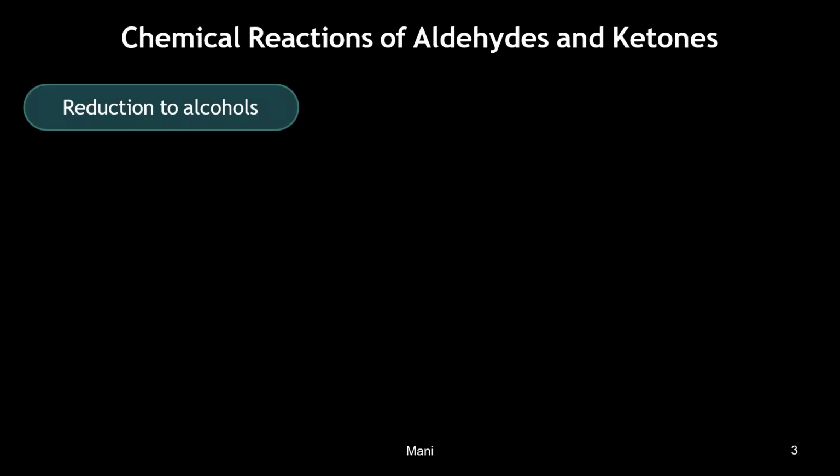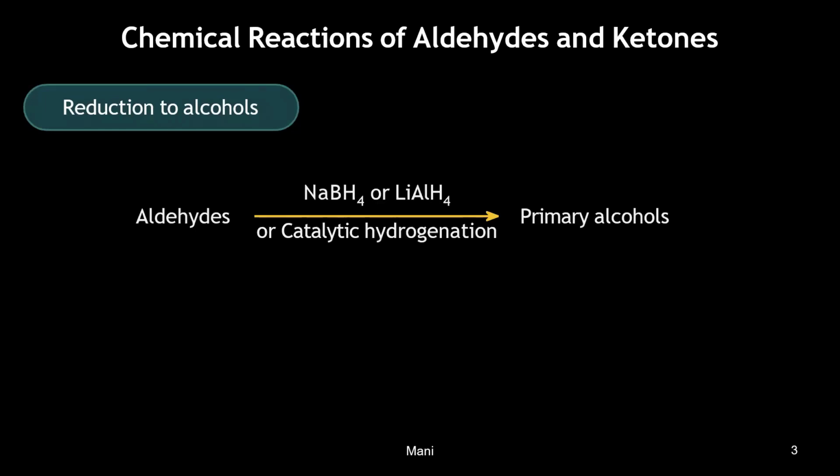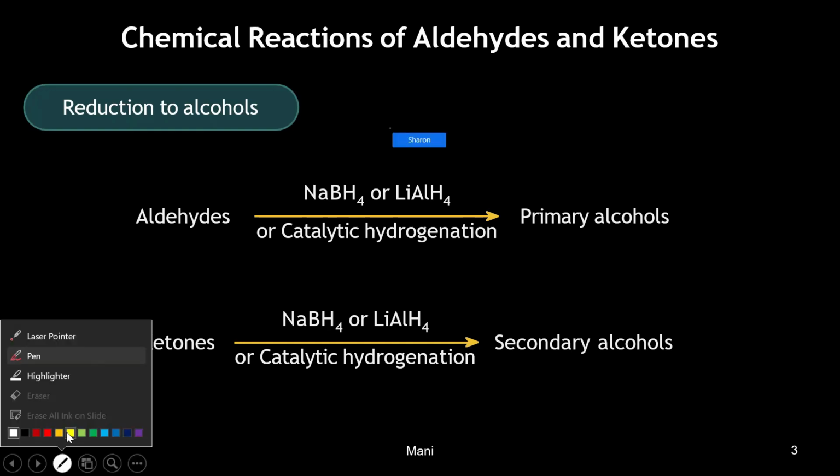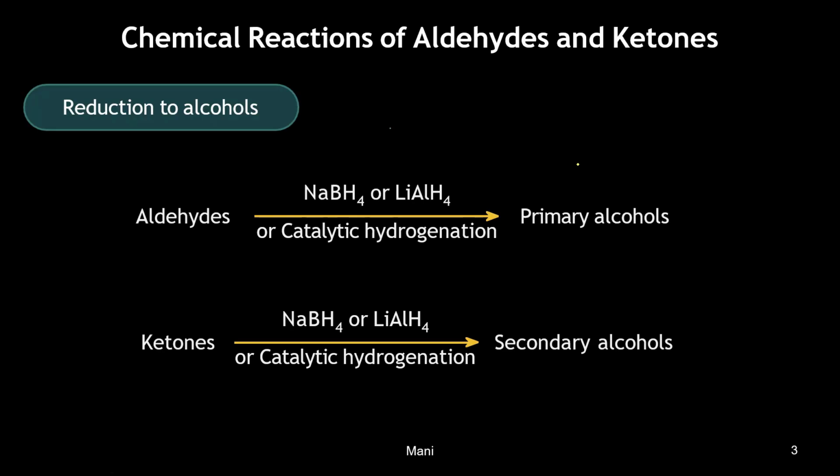So let's see the reduction to alcohols. Aldehydes, in the presence of NaBH4 or LiAlH4 or catalytic hydrogenation, will convert into primary alcohols. In the same way, ketones will convert into secondary alcohols. So how does this happen? You take the carbonyl group of both the aldehydes and ketones.